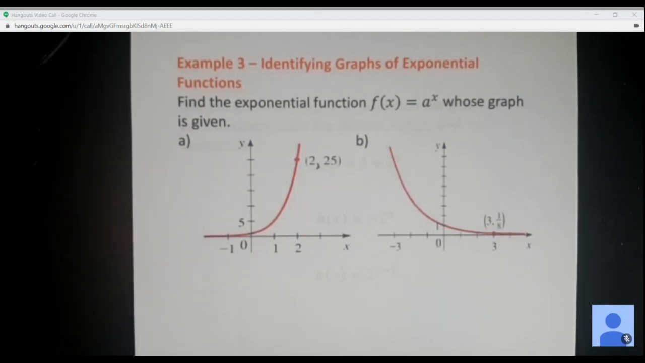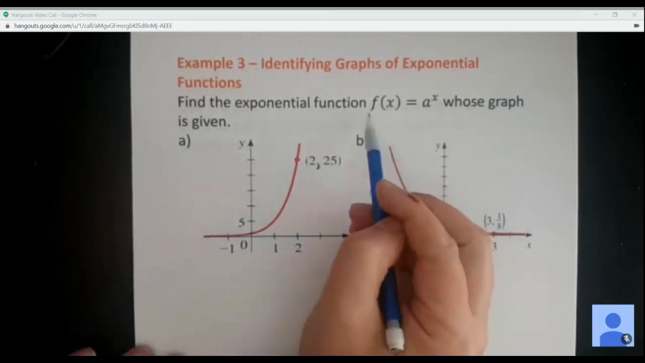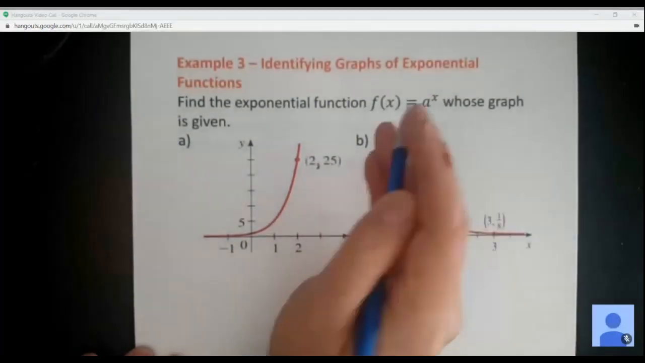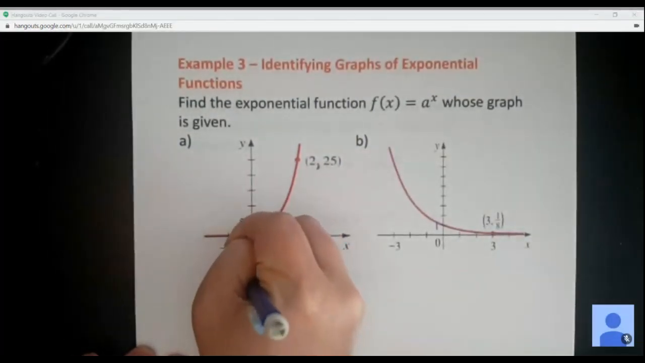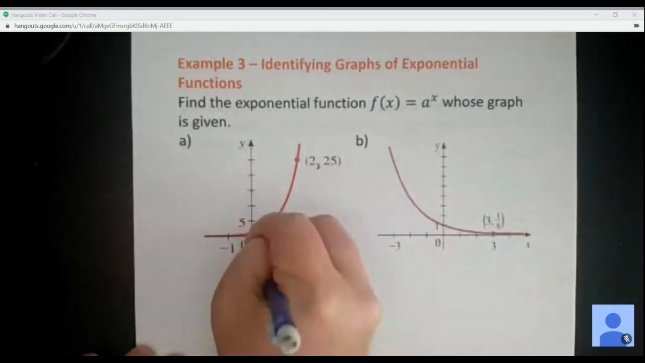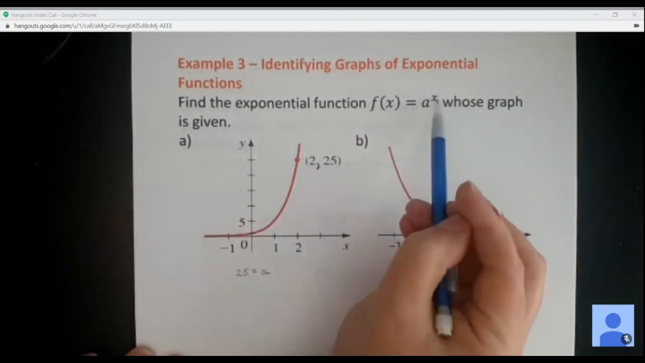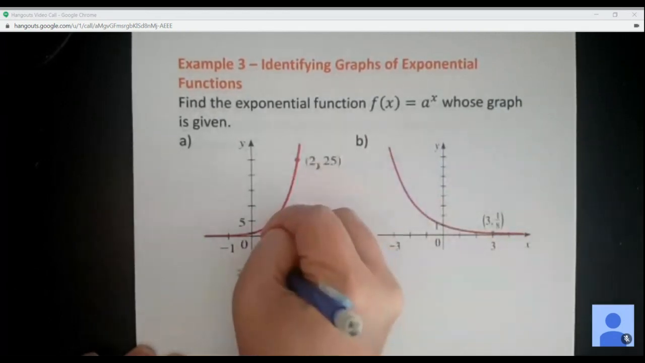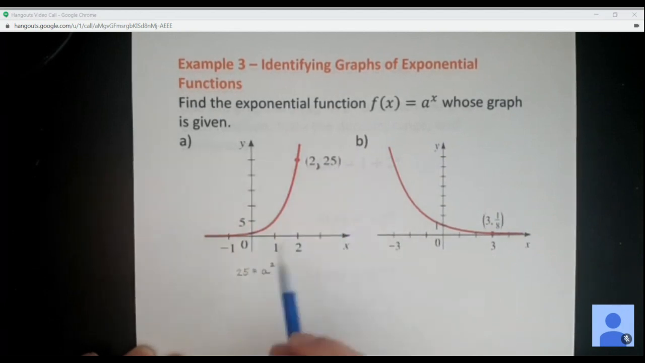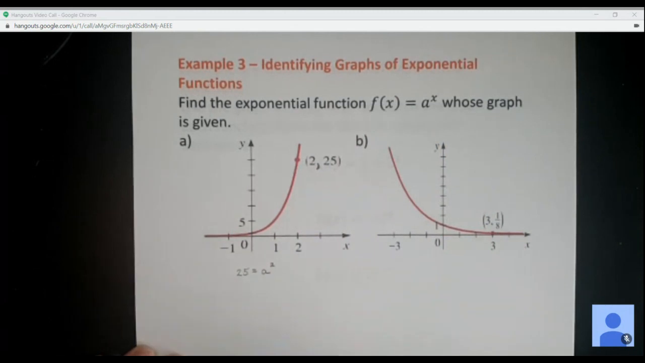Good. All right. So 5 squared is 25. The way I'm going to do this, f of x is just y, so this is my y value. I'm going to put that in place of my f of x. That's going to give me 25 equals. I'm looking for my base now, so I need to know what a is. But I have the x value this time, which is the 2. So we know that 25 should be equal to a to the second power. Well, now I just need to know what this base is. How can I find a at that point?